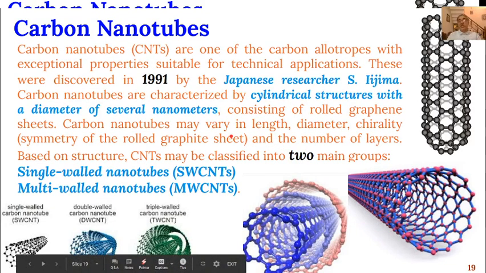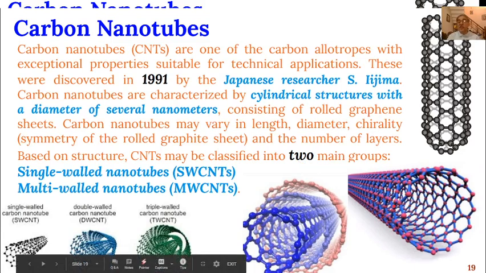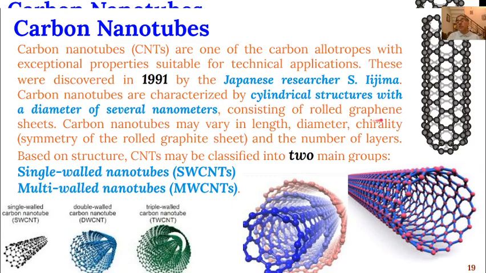And these carbon nanotubes consist of rolled graphene sheets. So if we have a sheet of graphene and we roll that sheet, it will become a carbon nanotube. Carbon nanotubes may vary in length, diameter, chirality, and number of layers. Chirality means the symmetry of the rolled graphene sheet.